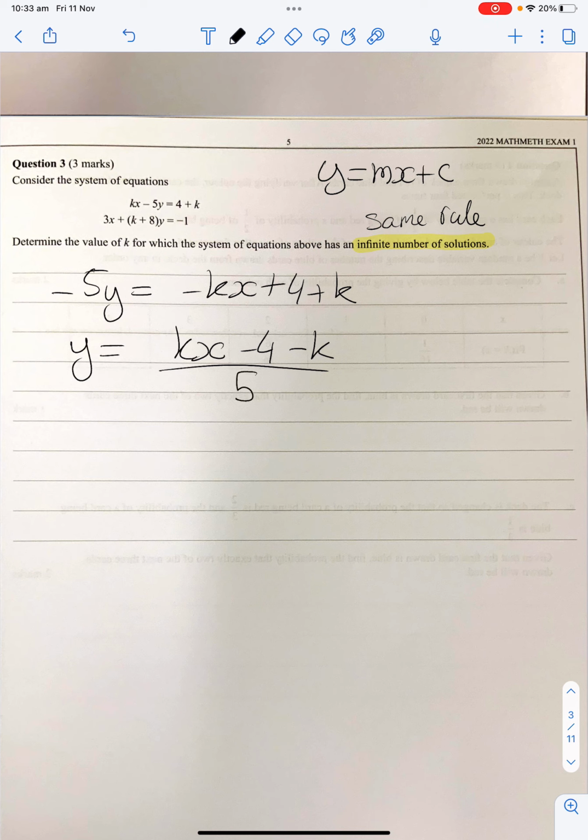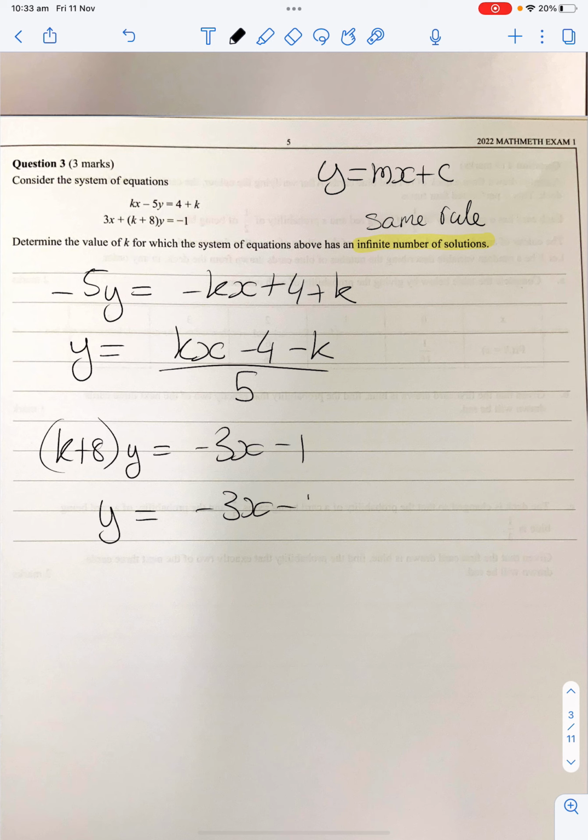Okay, and for the second rule, same thing, transpose this to get y. So k plus 8y equals negative 3x minus 1. y equals negative 3x minus 1 over k plus 8. And now I've done this, I want to have the same rule so I can equate coefficients. So I need the m, which is this, to equal the m on this rule as well.